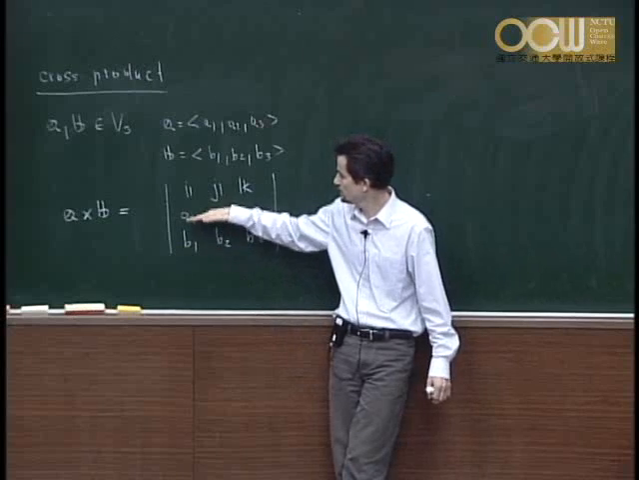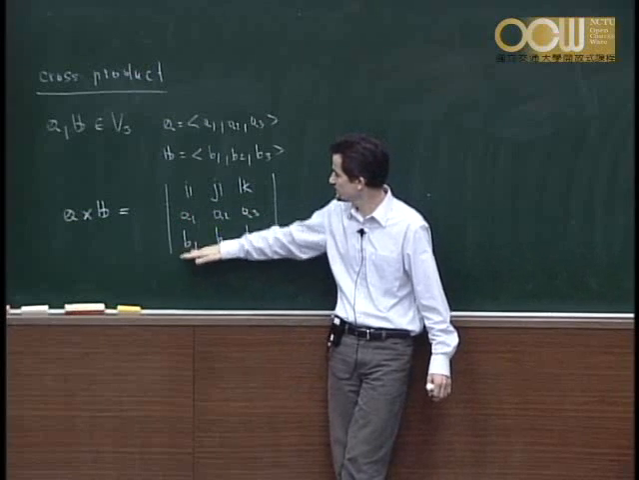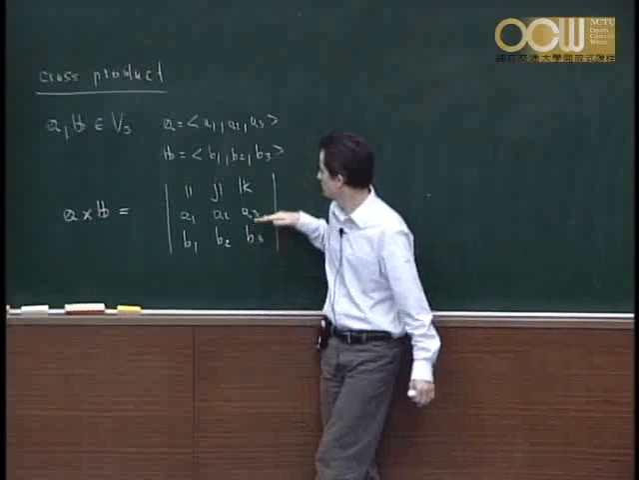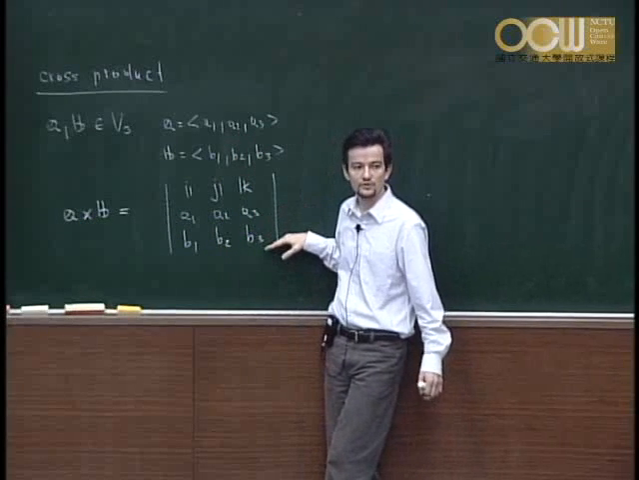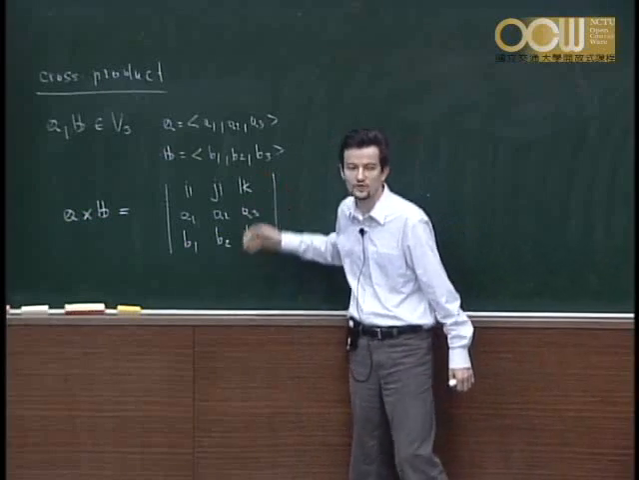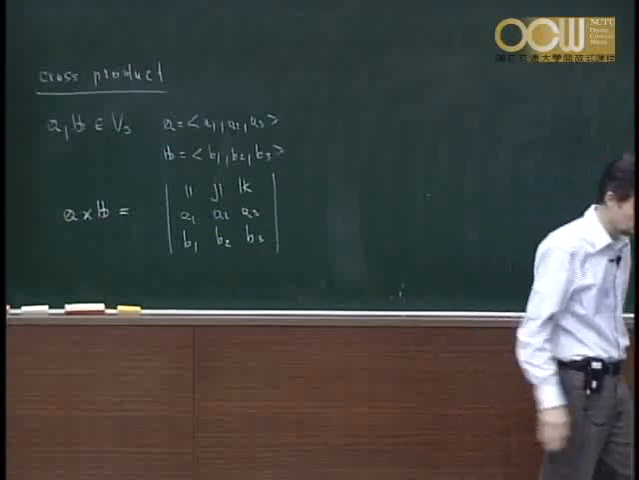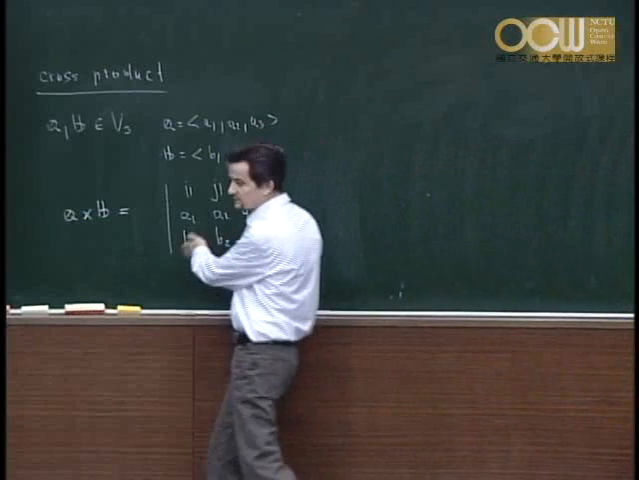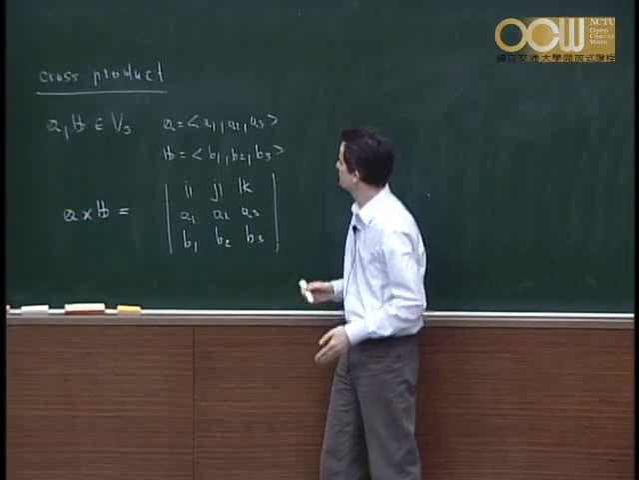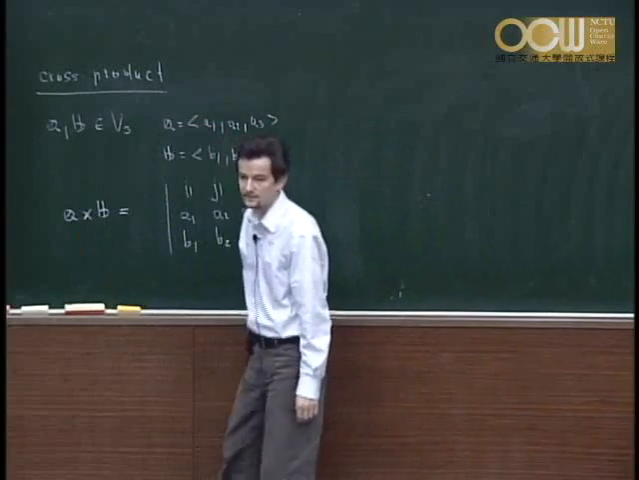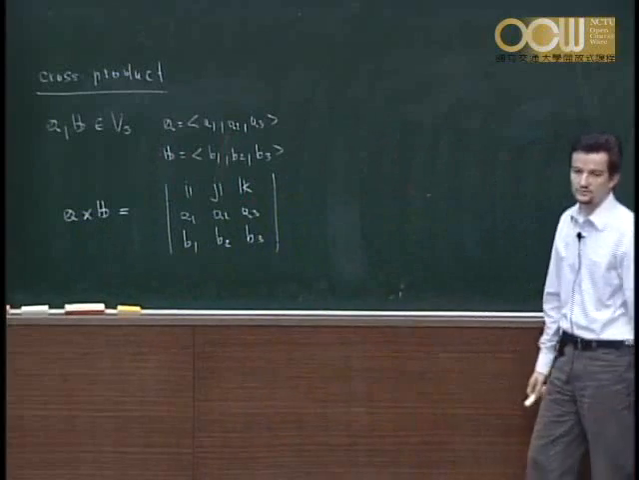So if for instance here the vector b is identical to the vector a, then the second row and the third row are the same. And in general, for a determinant, you can always show that if two rows or two columns are the same, the determinant will be equal to 0. So from this simple property, you see that if b is equal to a, then the cross product will be equal to 0.